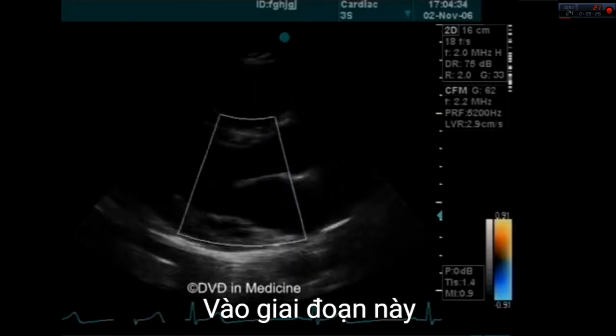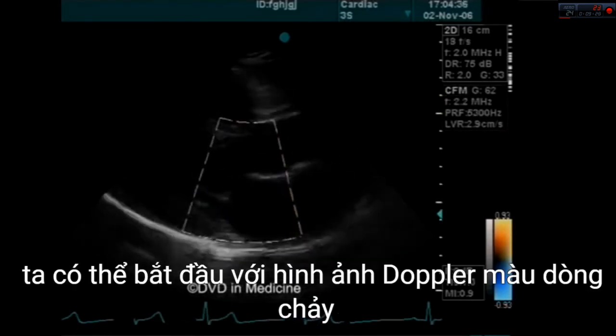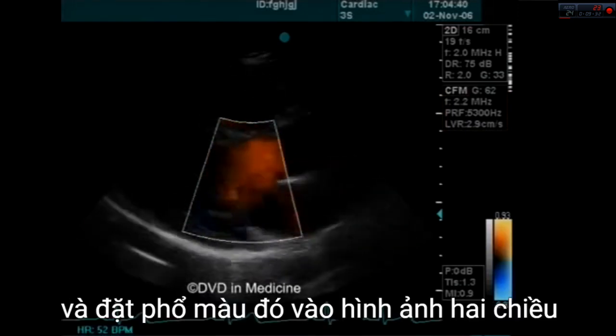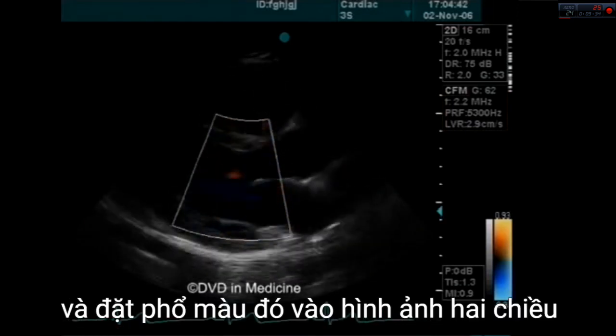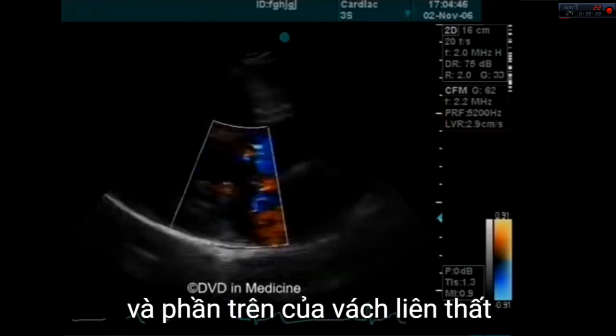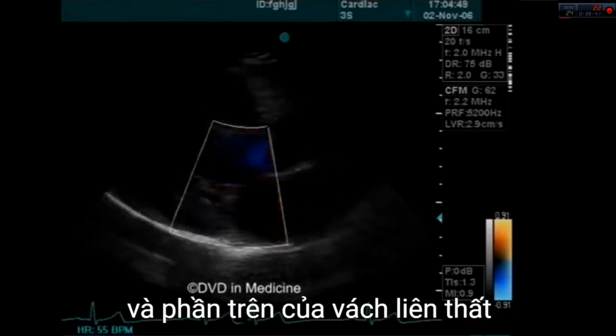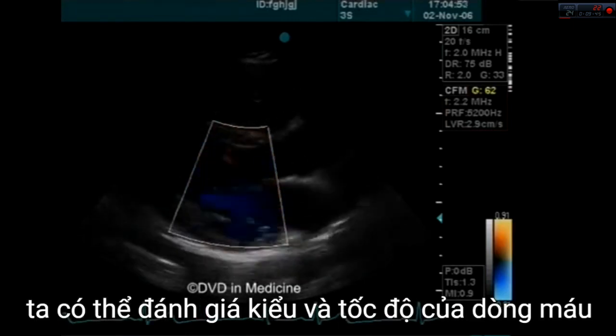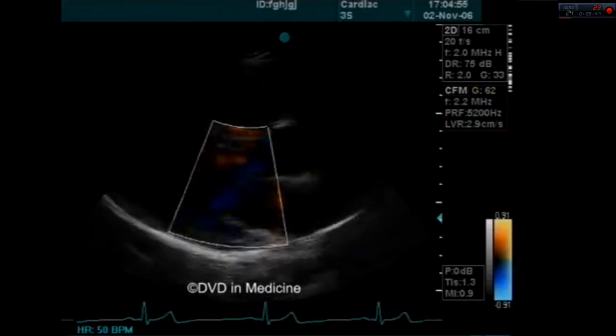At this stage, one may start color flow Doppler imaging. One chooses the right size of the color Doppler sector and places it in a two-dimensional image so the sector captures the mitral and aortic valves and the upper part of the interventricular septum. In the limits of this sector, one can assess the type and velocity of blood flow.